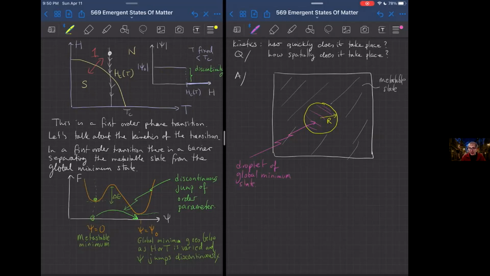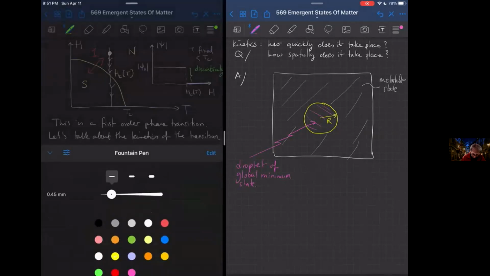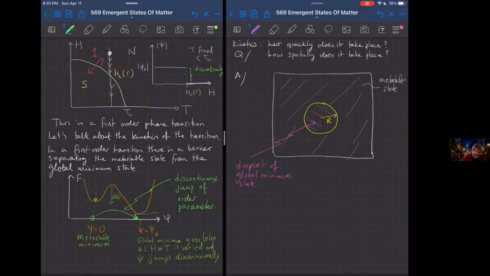Now, how did this picture arise? Well, the system is in a metastable state. There are thermal fluctuations happening all over, and every now and then, maybe very rarely, you get enough fluctuation that you create a little bit of a droplet of the global minimum state in the system. So if we go over to our diagram on the left, what that corresponds to is that the system is making fluctuations and trying to get over this barrier.